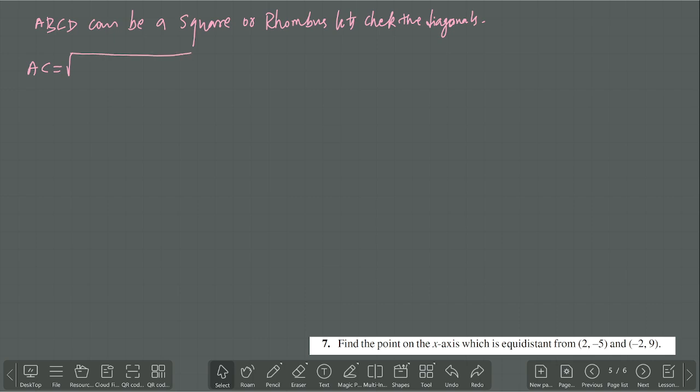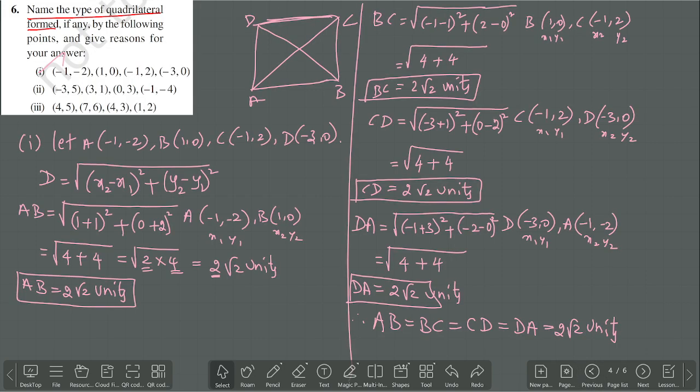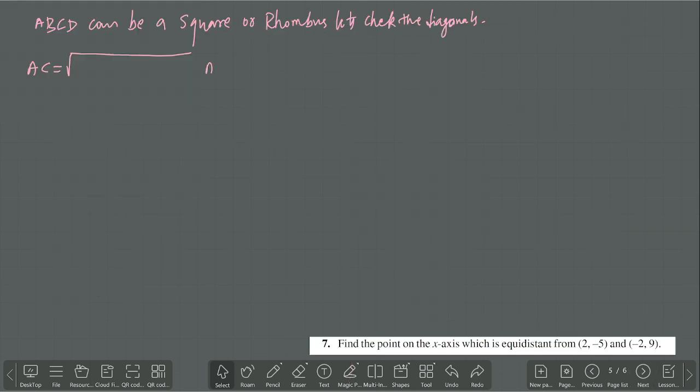So A point is (minus 1, minus 2), C point is (minus 1, 2). Am I right? Now we'll take this x1, y1, x2, y2 and substitute here. x2 value minus 1, x1 value minus 1 again. Then minus into minus, plus whole square, plus y2 value 2 minus y1 value minus 2, then minus into minus plus 2 whole square.